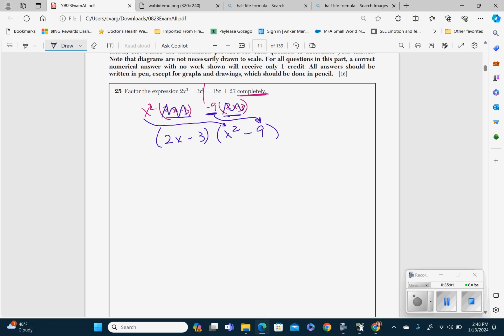Okay. Now, this is what I meant when I said factor completely. So the 2x minus 3 is done. That is factored as much as possible. However, the x squared minus 9 can be double bubbled into x plus 3 and x minus 3. These 2 points you should 100% get.